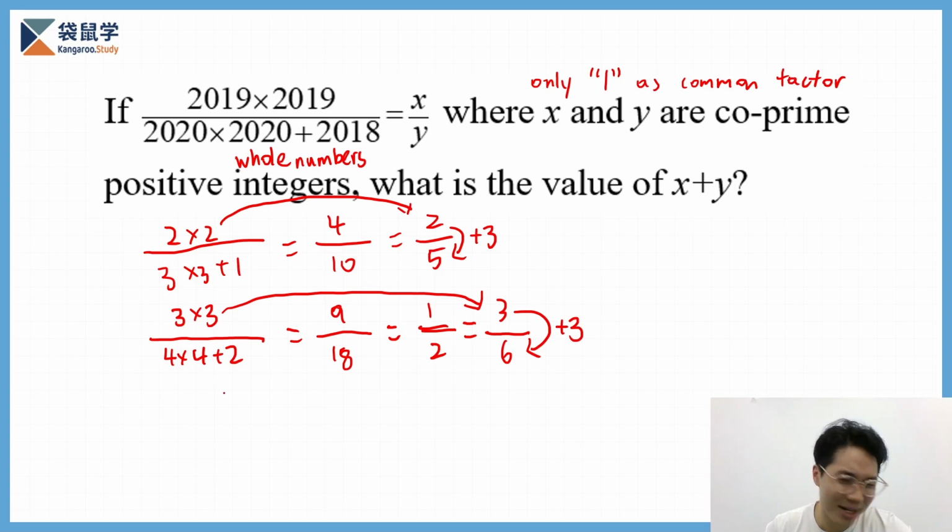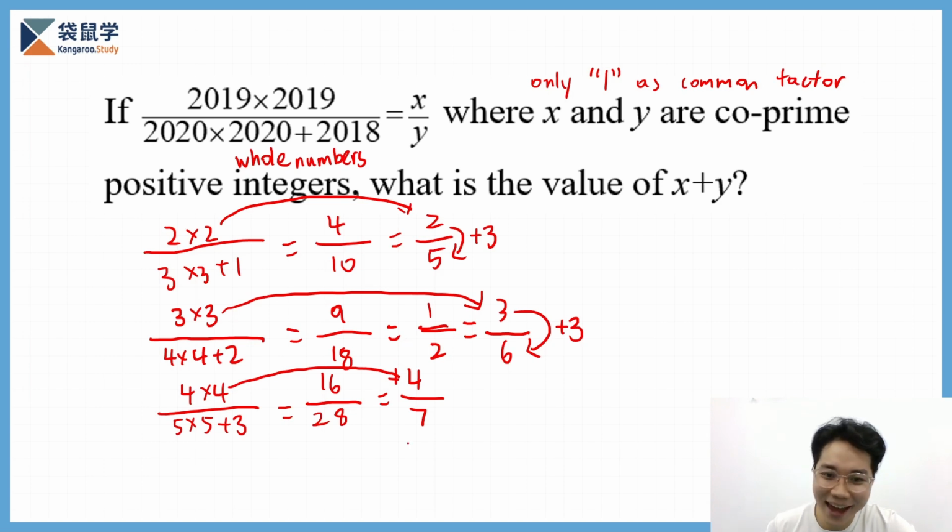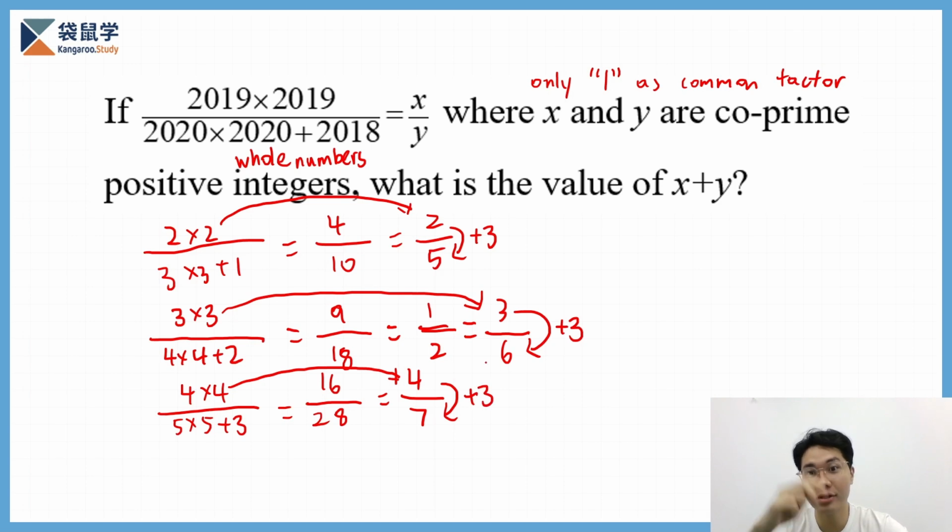Let's check one last time. The next one, if it's 4, it will be 4 times 4 over 5 times 5 plus 3. And this will give us 16 over 28. We can divide by 4, right? We get 4 over 7. Oh, this time also directly, right? This number is the same. The numerator is the same, and the denominator is a plus 3.